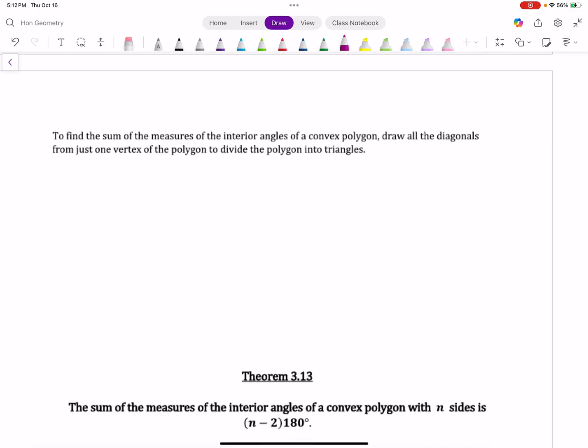To find the sum of the measures of the interior angles of a convex polygon, draw all the diagonals from one vertex. We're just going to prove why it works. We're going to draw all the diagonals from just one vertex, and we're going to divide these polygons into triangles. So we'll just start out. Interior angles of a triangle, you know that's 180 degrees.